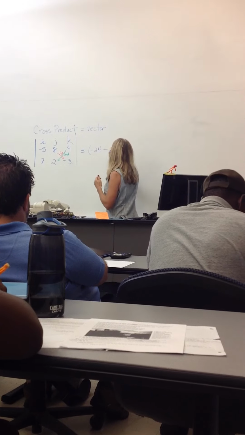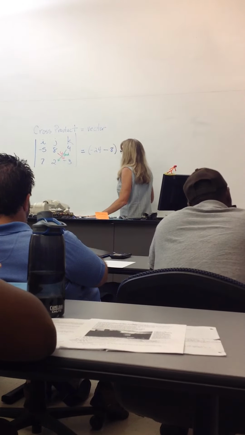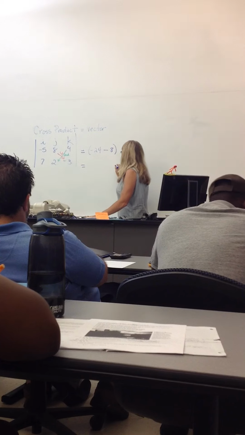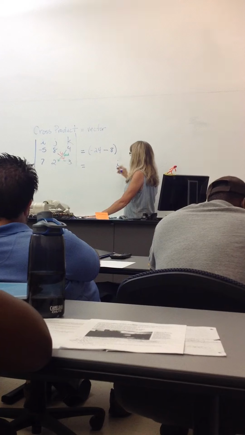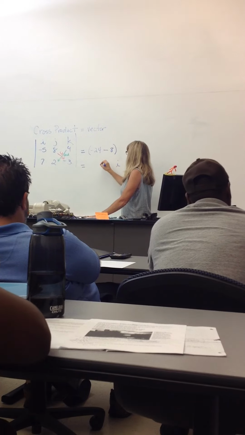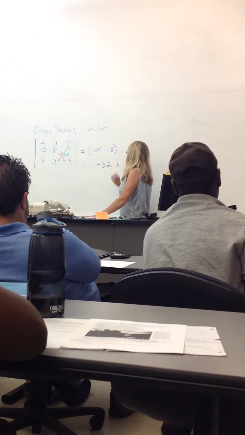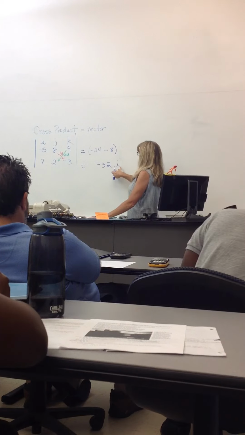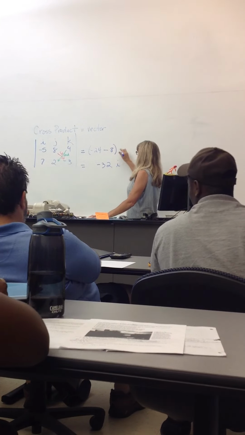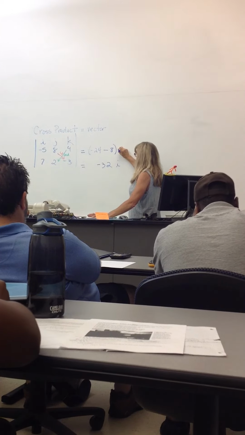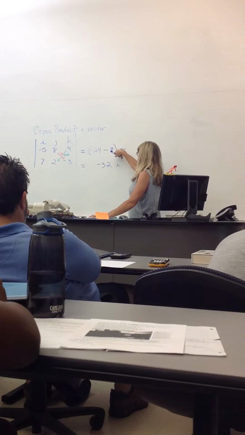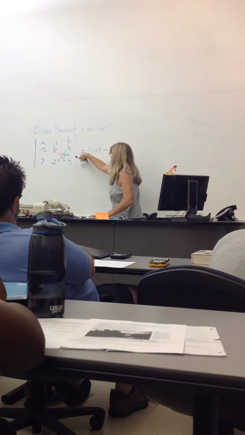So 4 times 2 is 8. And that gives you the coefficient of the x component of the vector. So -24 minus 8 is -32. That's the x component of my vector. Then to get the y component, you change sign. So there's a subtraction here. So this is positive.